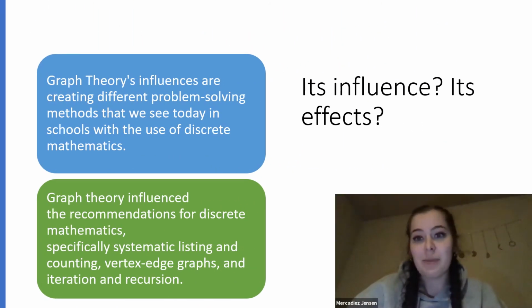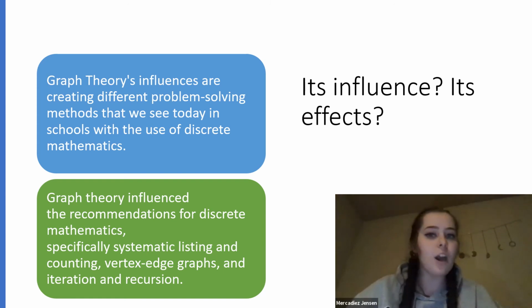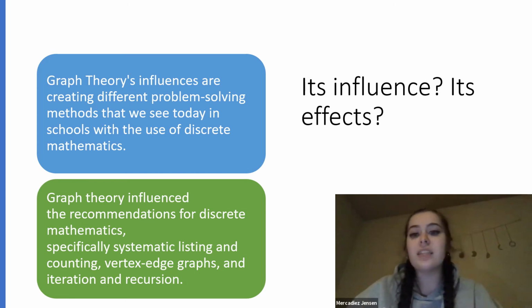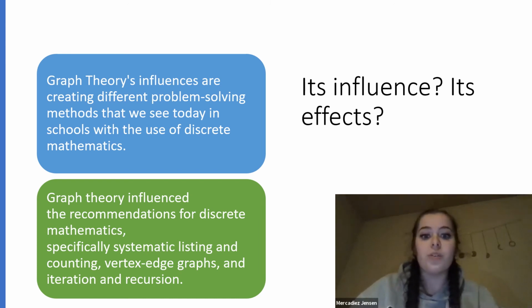Now that we've talked in depth about graph theory, what are its influences and its effects? Graph theory's influences are creating different problem-solving methods that we see today in schools with the use of discrete mathematics. But not only do we see it just in schools. As Sam previously mentioned, we are seeing it in real time today with the use of COVID-19 to see the connections of the virus outbreaks. We are also using graph theory to influence the recommendations for discrete mathematics, specifically systematic listings and counting, vertex edge graphs, and iteration and recursion.